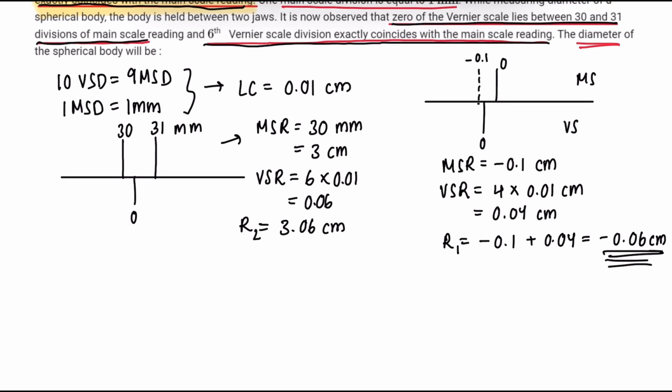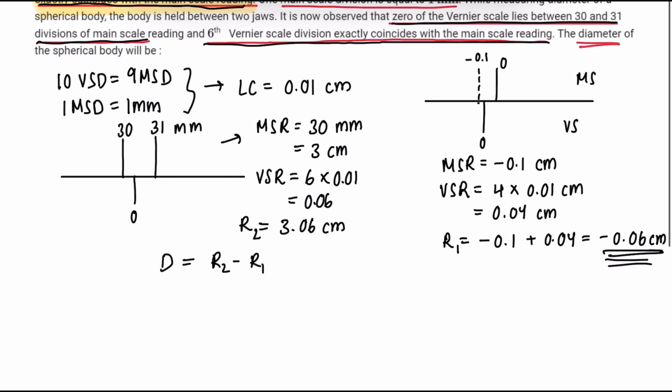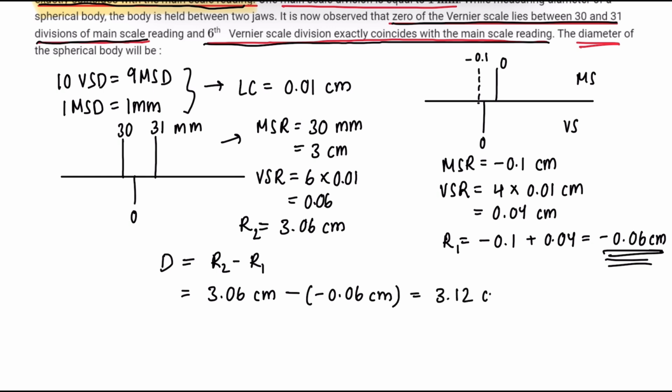Now, all we gotta do here is, so we know that the actual dimension D, or in this case the diameter D, is R2 minus R1, as we've discussed in a previous video. So 3.06 centimeters minus negative 0.06 centimeters, which is 3.12 centimeters. So that's our reading in this case. This is the diameter of the spherical body.